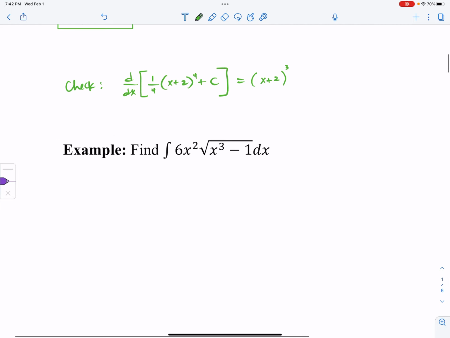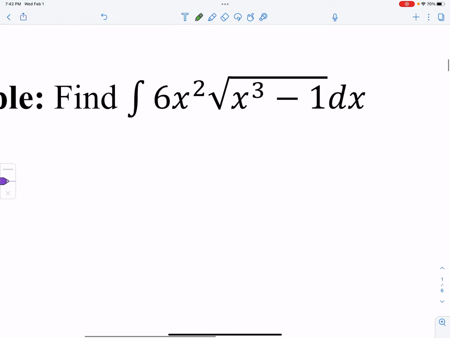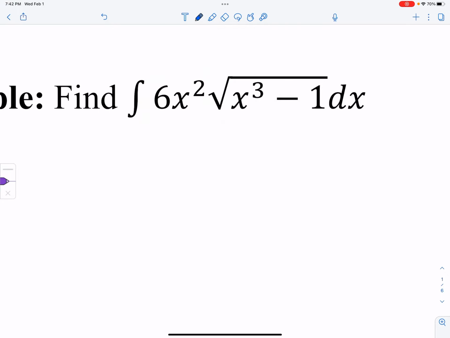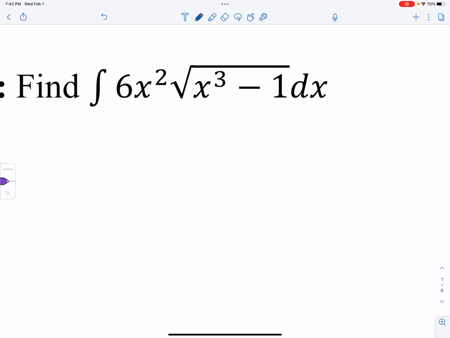Okay, so let's try another one. And if you want, you can always pause the video, try the problem on your own, and then double check that it's the same thing that I got. Okay, so we want to see what we want to let u equal to. And this is 6x squared times the square root of x cubed minus 1.